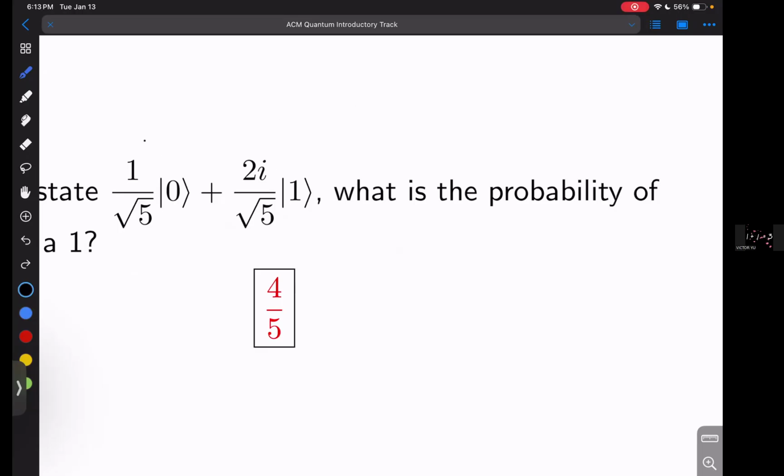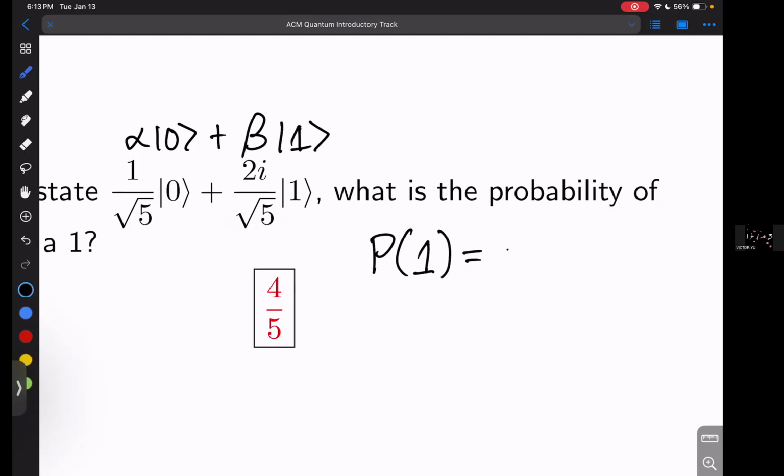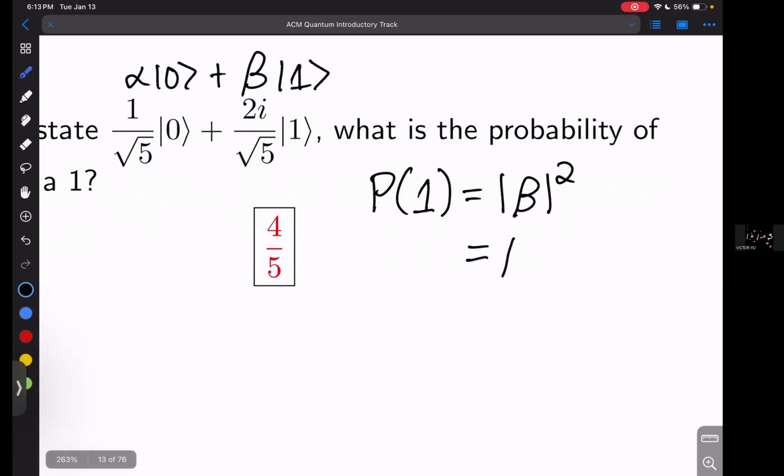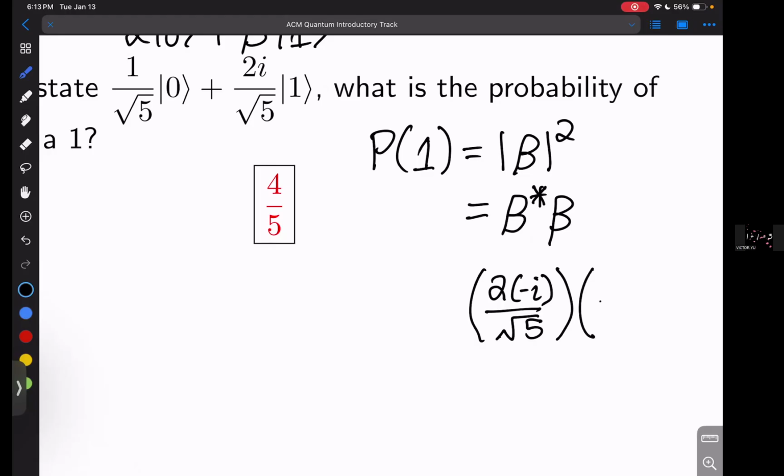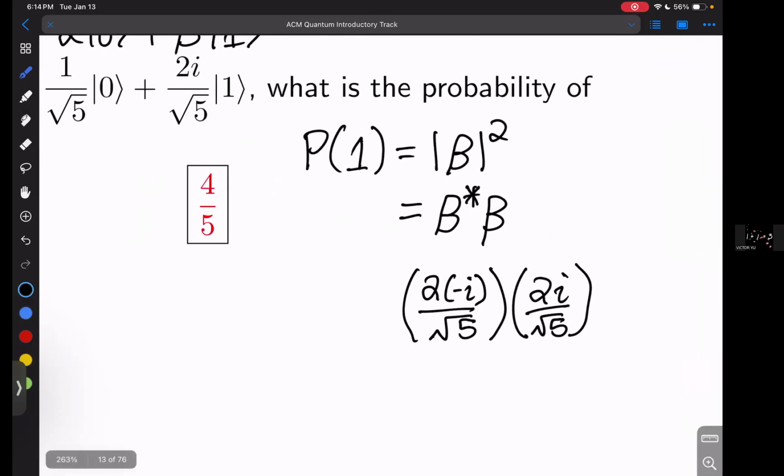So let's just say this is alpha 0 plus beta 1. We said that the probability of measuring 1 is the absolute value of beta squared. What this actually means is that we take beta and then take the complex conjugate, which is where you turn any i in the expression into a negative i, and then you multiply that by beta itself. So here in this example, beta star is 2 with the i turned into a negative i, over root 5. And then beta itself is 2i over root 5. And now we just have to multiply these two numbers.